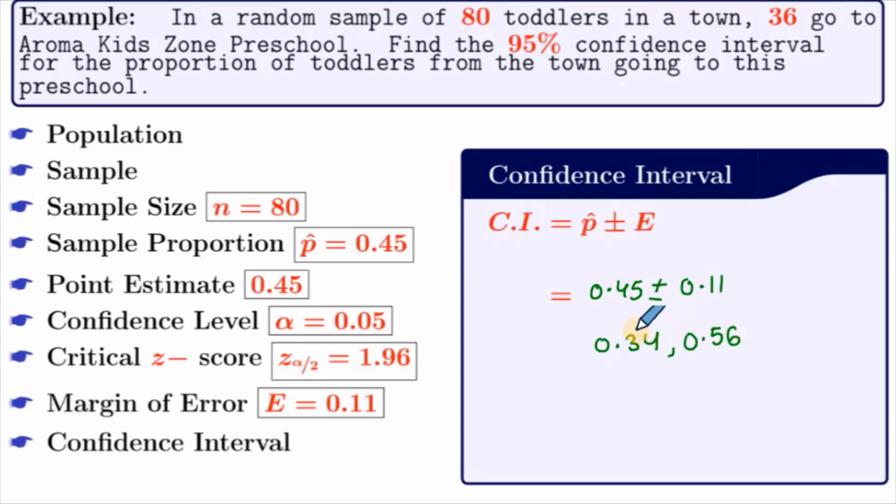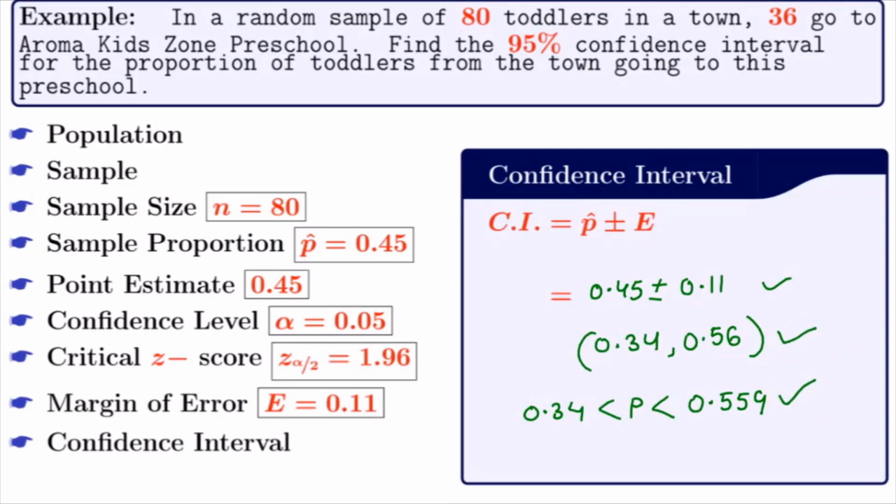We generally write this interval using parentheses. The other way of writing the confidence interval is 0.34 and 0.56. Basically, we can write the confidence interval in three different forms. So this one here, this one, and this one.